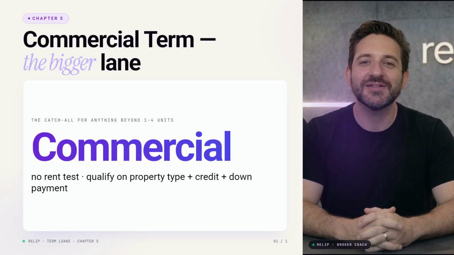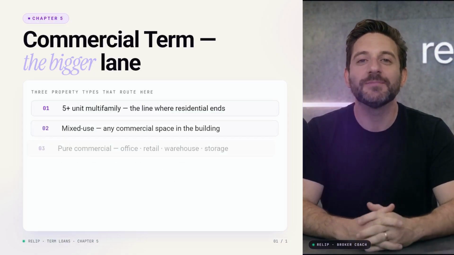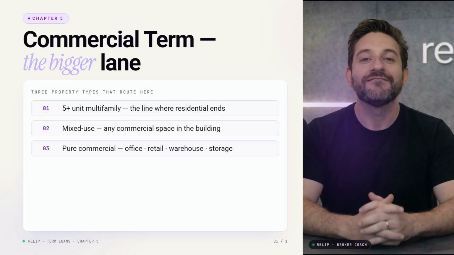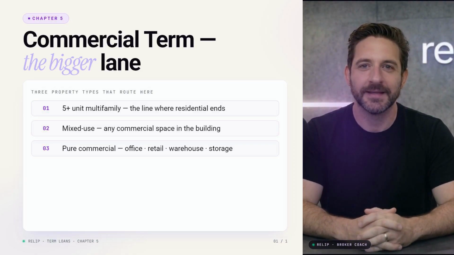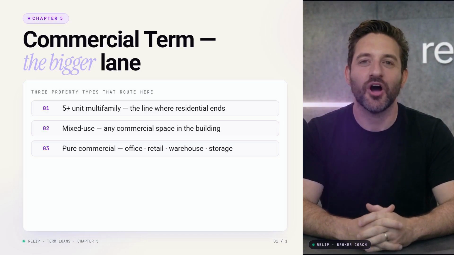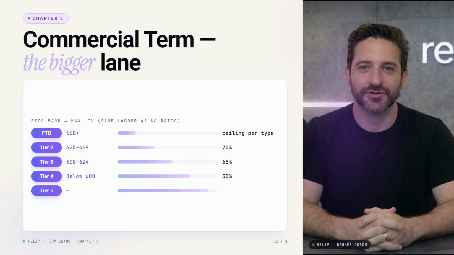3 things send a deal to commercial term. Any one of them is enough. 1. 5 or more unit multifamily, a building with 5 or more apartments. The minute you cross from a 4 unit to a 5 unit, you're out of residential and into commercial. 2. Mixed use. The classic example is the coffee shop with apartments above. As long as any part of the building is commercial, the whole thing routes here.